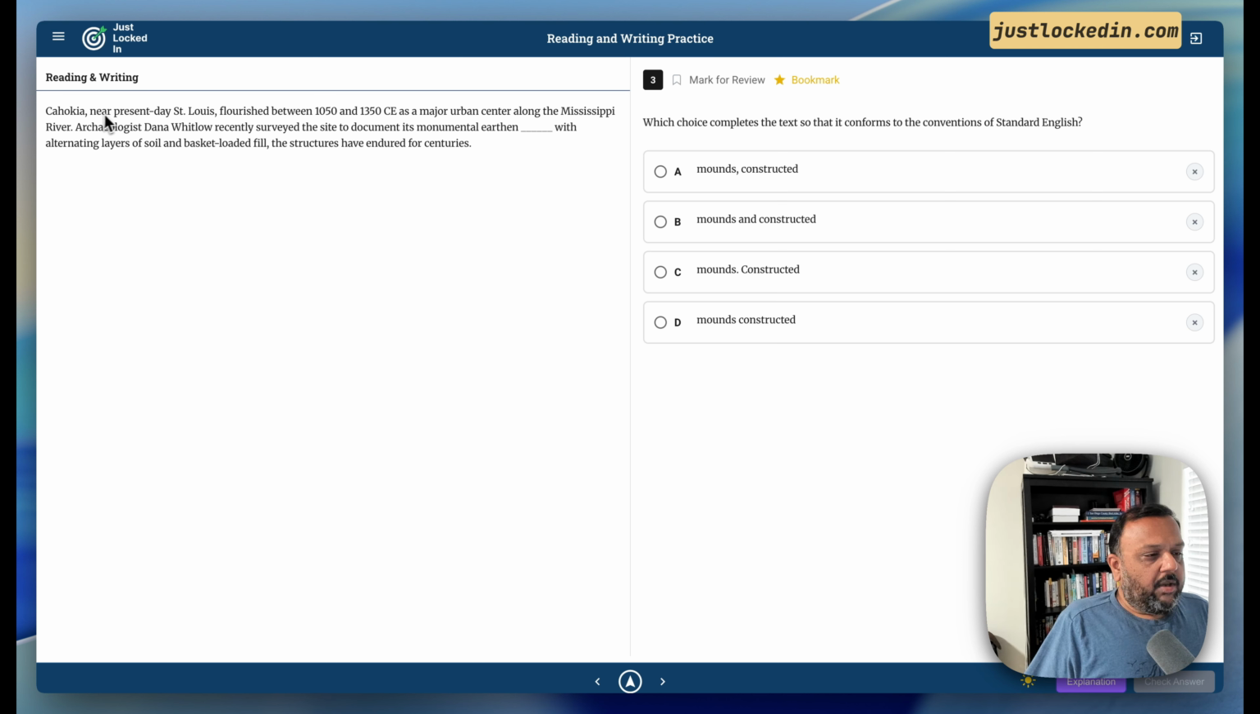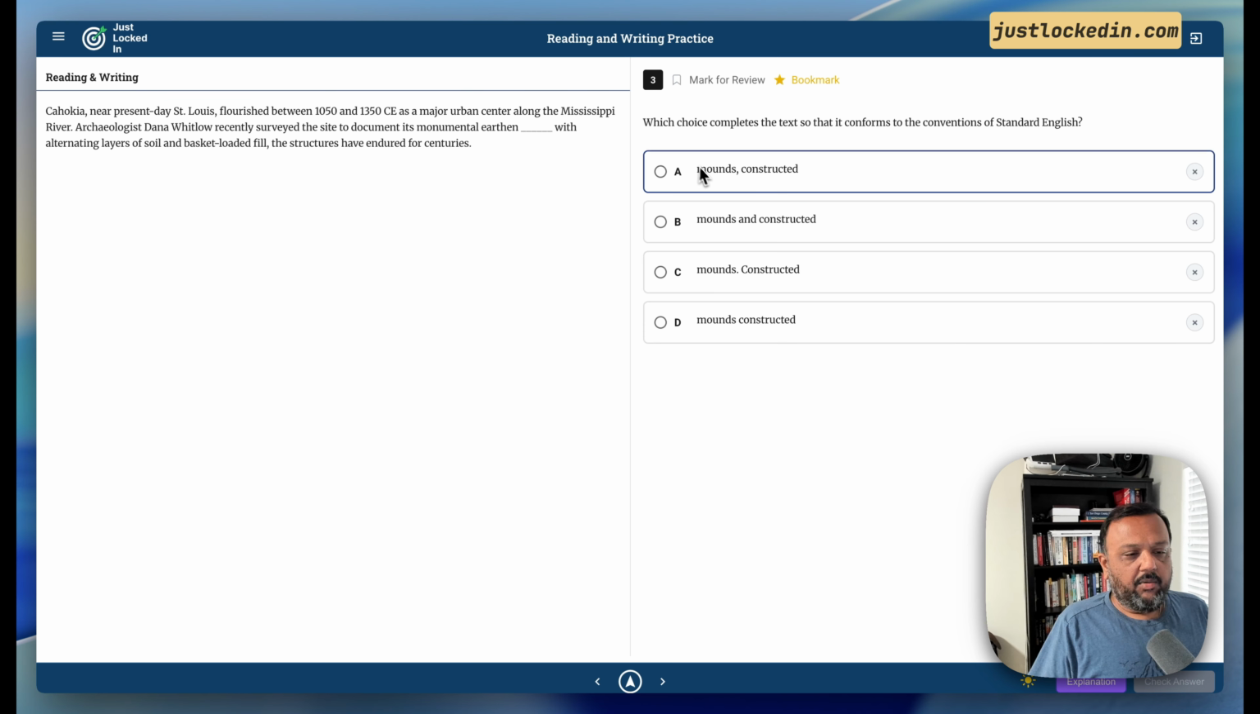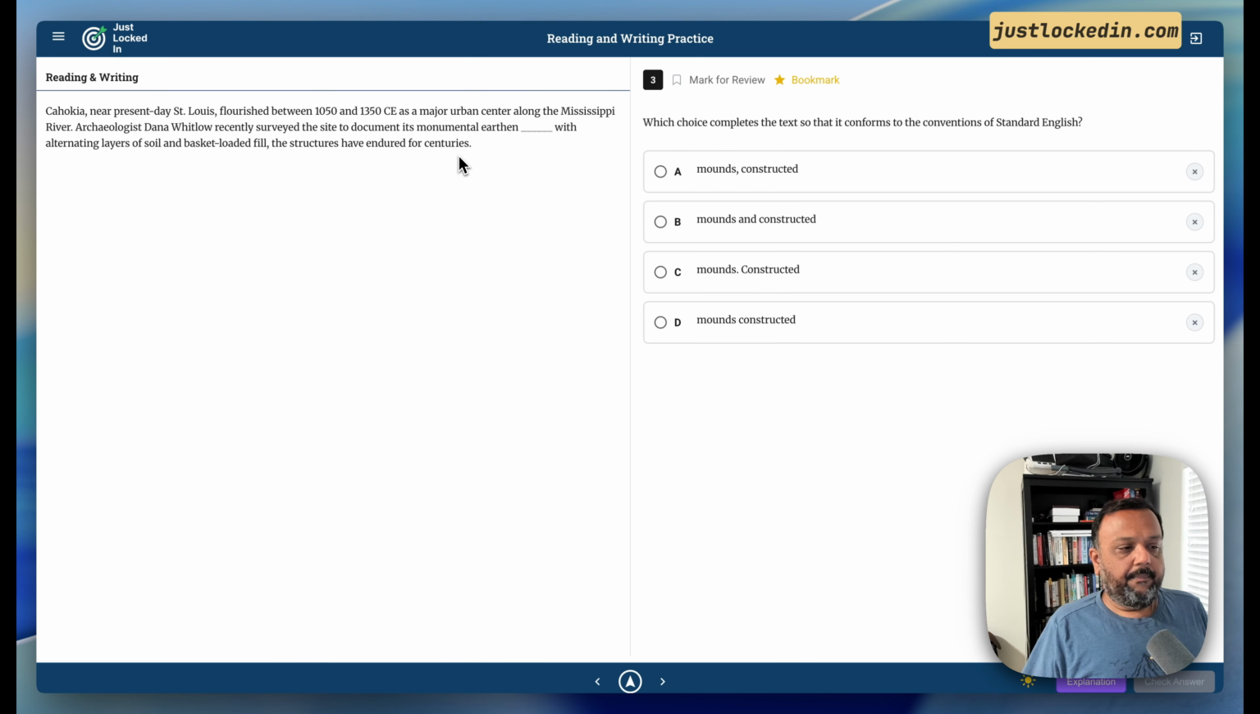Okay. "Cahokia near present-day St. Louis flourished between 1050 and 1350 as a major urban center along the Mississippi River. Archaeologist Dana Whitlow recently surveyed the site to document its monumental earthen mounds. Constructed with alternating layers of soil and basket-loaded fill, the structures have endured for centuries." All right. In this one, the first sentence is actually just context. We're not going to use that sentence at all. It's there to provide you some context. In most cases, it's probably just wasting your time.